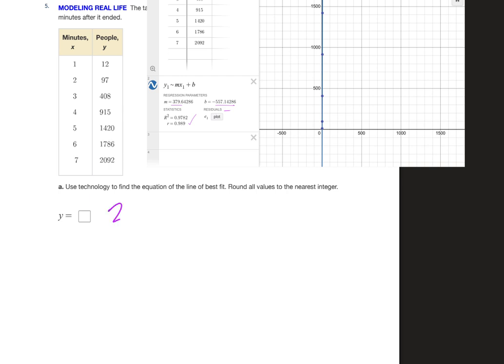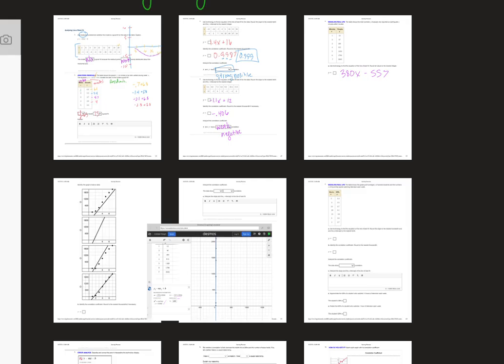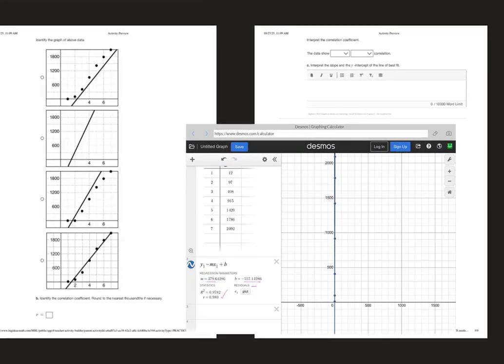So we're going to have 380x minus 557. Now this next part, I would think you would find a little annoying, except let me show you how I'm going to think through this. So I'm going to come back over to my technology, and I'm going to hit this little wrench right here to mess with the settings, and make it look like this. Okay, so let's do that.